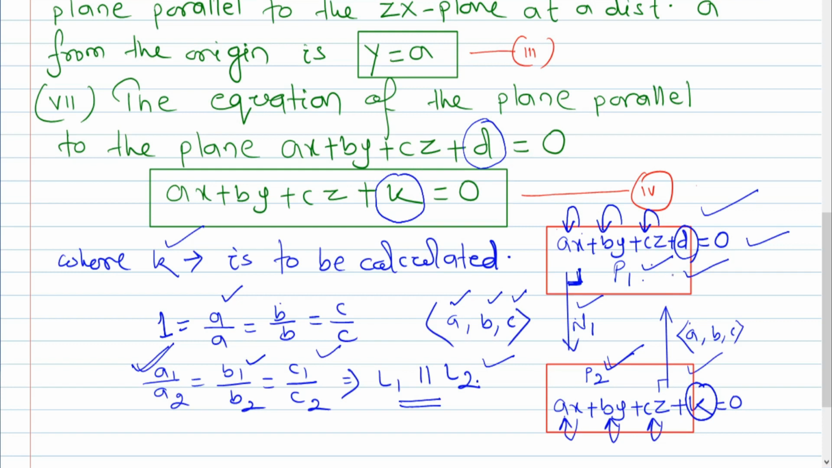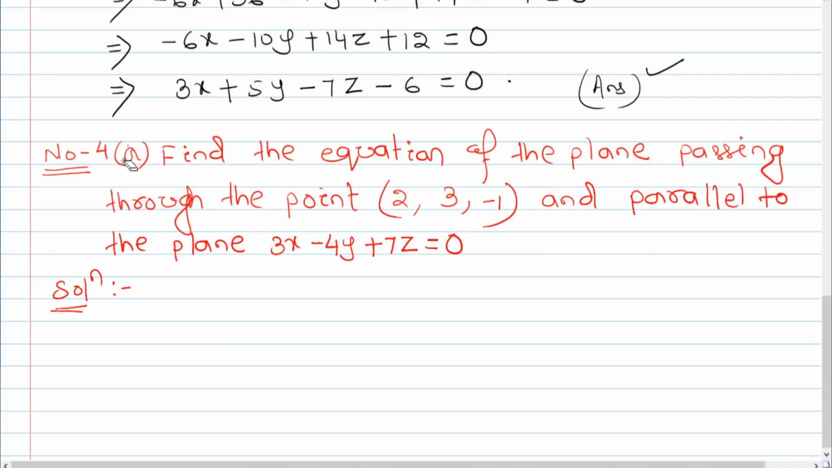So now we'll take number 4 of exercise 13b, which is related to these notes. Okay, now you read the question number 4b. Find the equation of the plane passing through the point (2, 3, -1) and parallel to the plane given. So do you know what is the equation of the plane parallel to the given plane?